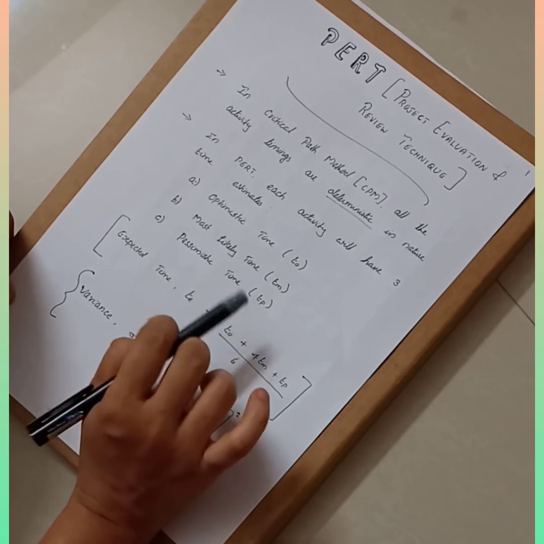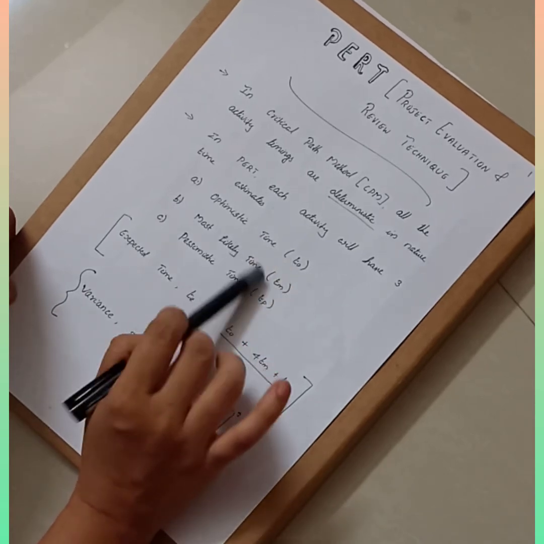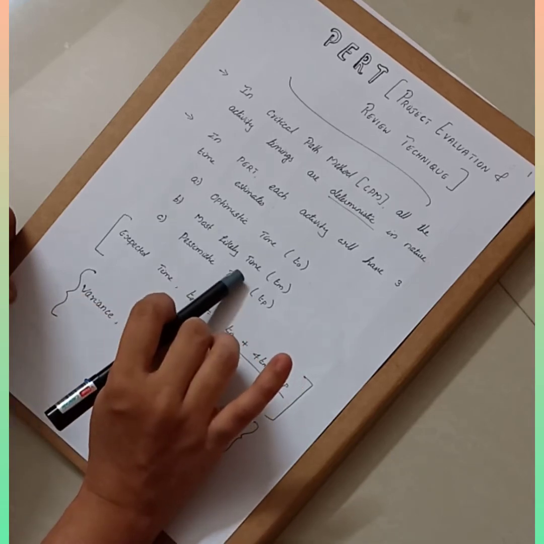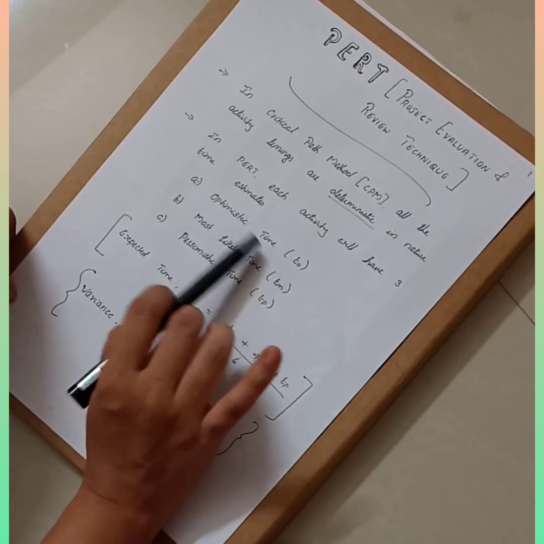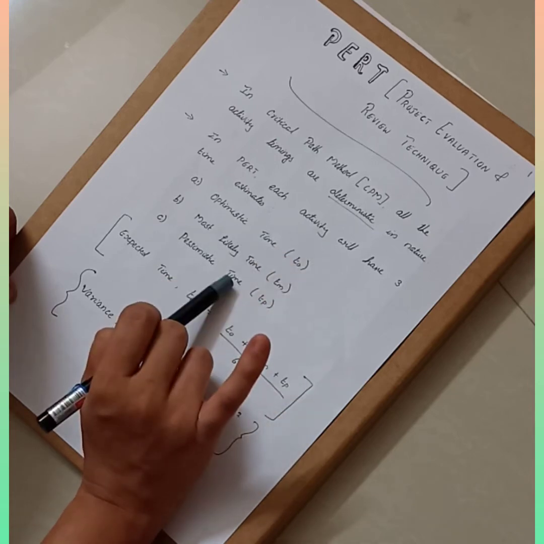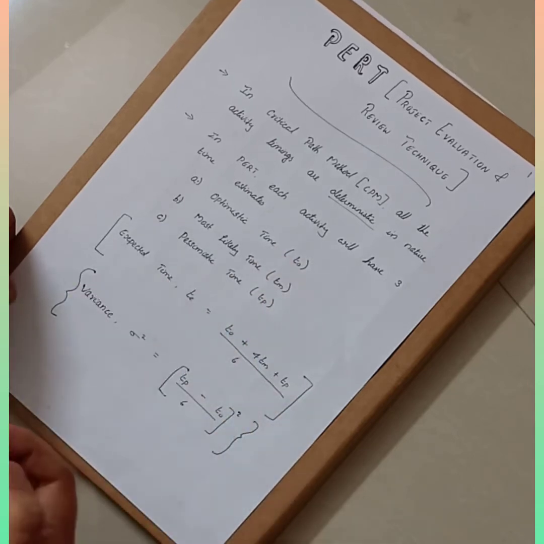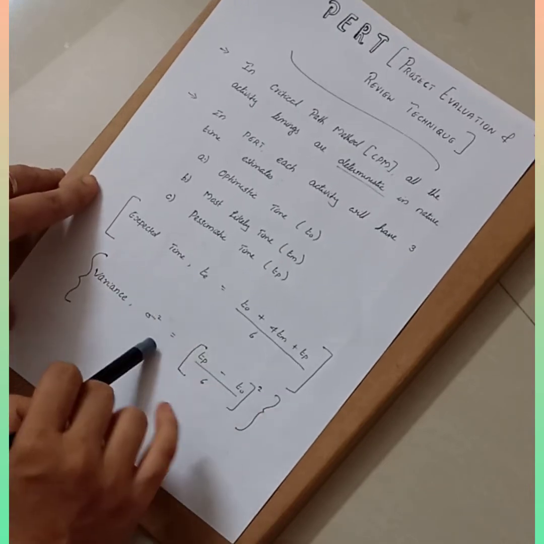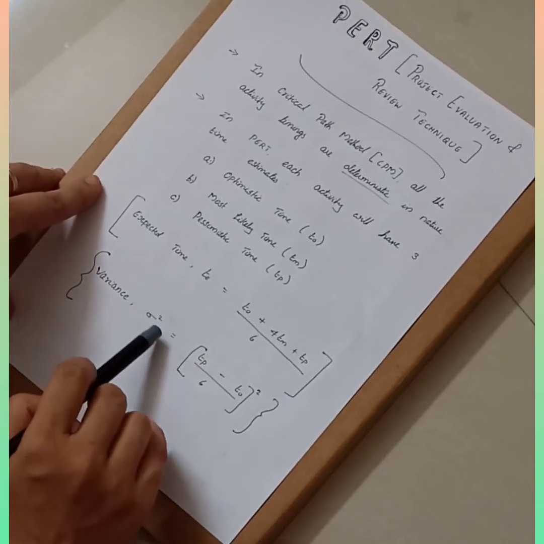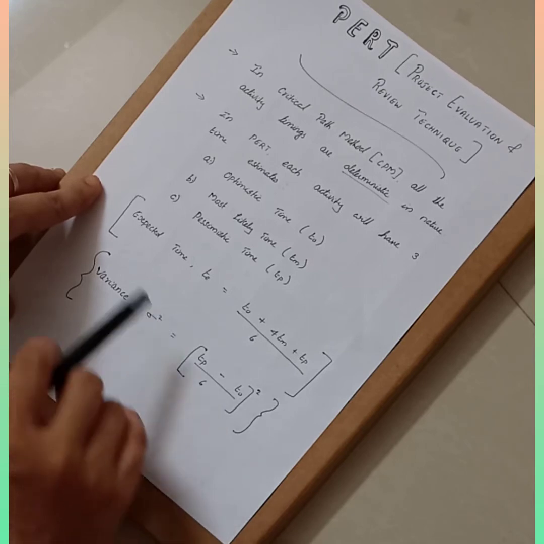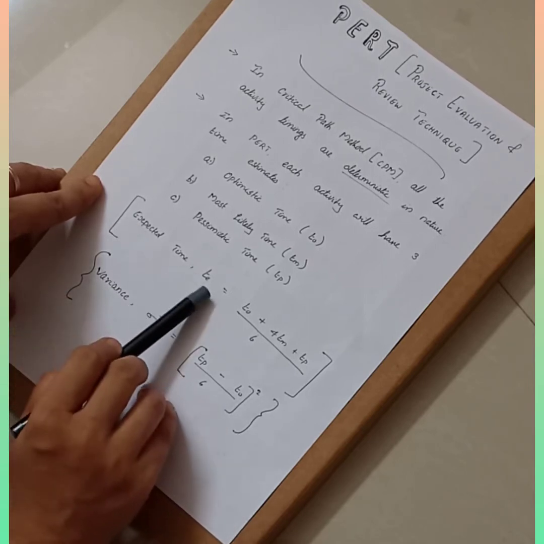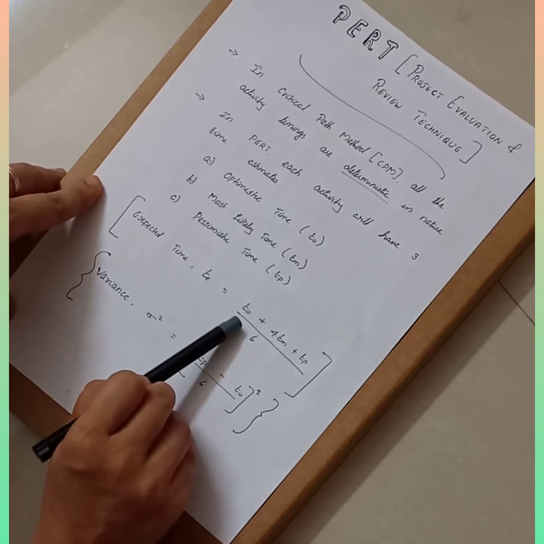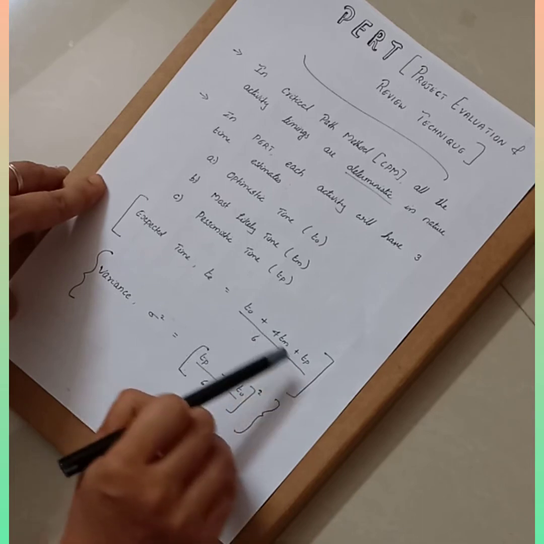So whenever a problem comes and in that problem three different time estimates are given, then you need to understand that you have to use PERT or project evaluation and review technique. Now we will discuss PERT in detail using a problem. Before going into the problem, there are two different formulas that you need to remember while solving a problem using PERT. First one is expected time or TE, and it is given by TE is equal to TO plus 4TM plus TP divided by 6.